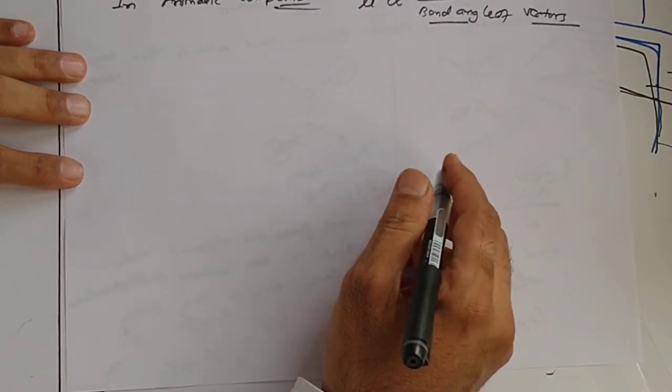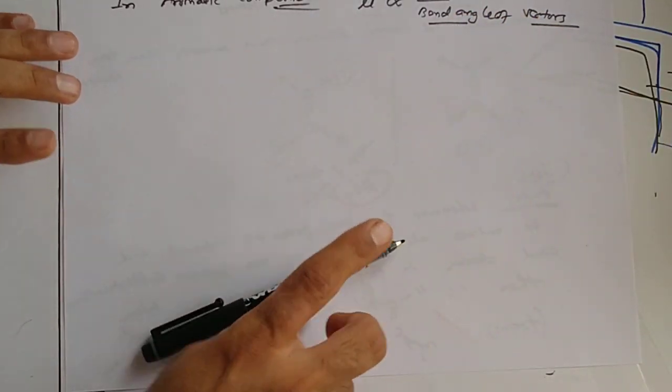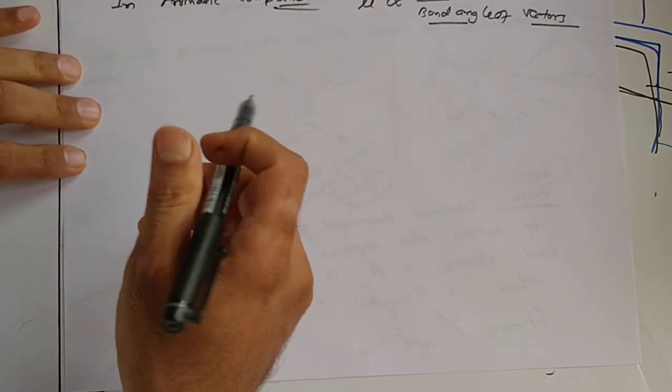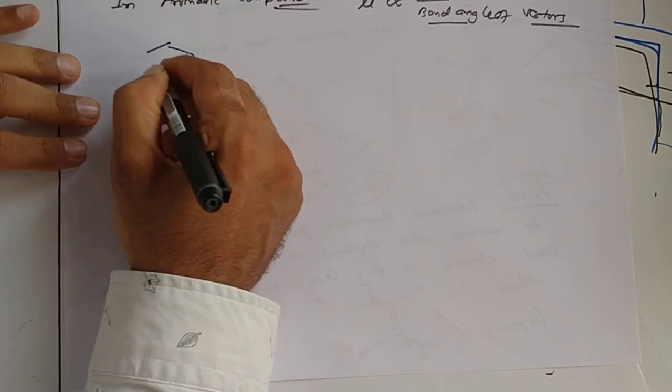બે vectors હોય અને bond angle increase થાય. Whenever bond angle increases, then dipole moment decreases. Whenever the bond angle decreases, then dipole moment increases. I am giving you an example for that.